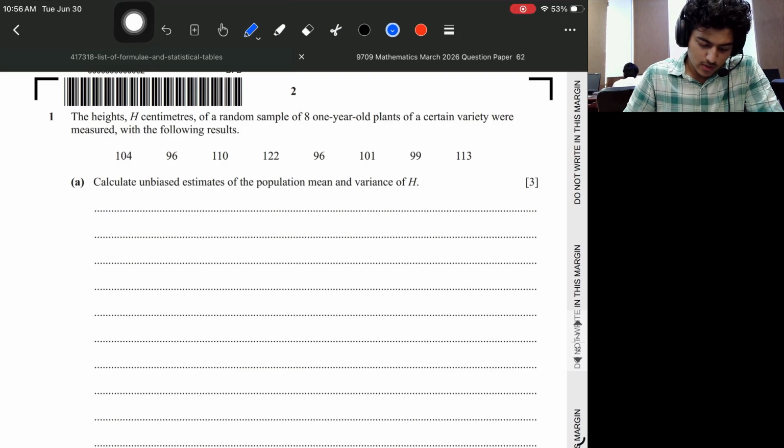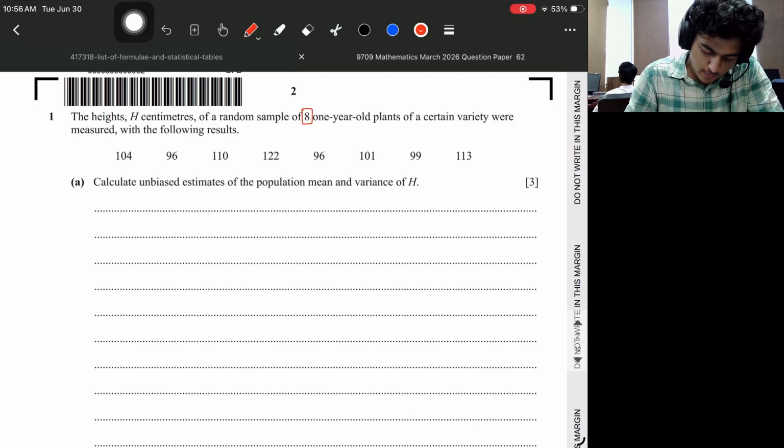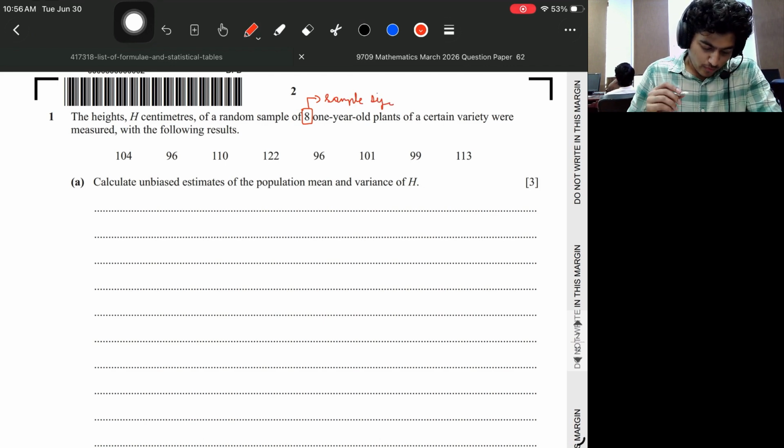So the heights in centimeters of a random sample of 8 one-year-old plants of a certain variety were measured with the following results. Now, we're not going to go into the question first. We're going to first break down the question. The question says 8 one-year-old plants. So this is the sample size, right? Now, they've asked to calculate unbiased estimates of the population mean and variance.